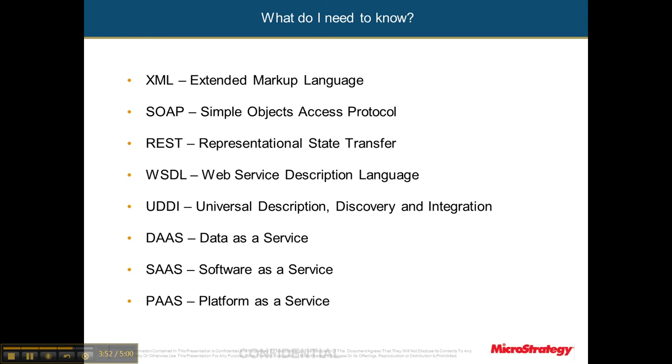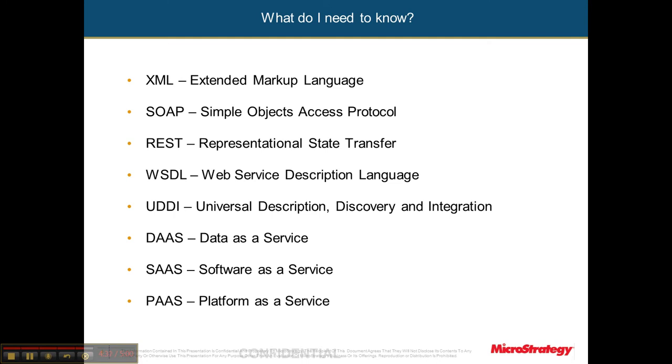Before going to find out how I'm going to access the web service data, let's take a brief introduction about the list of things that I need to know before I step into web services. XML, you all know, extended markup language, which is the basic means of communication that needs to be done for web services. All the data will be passed through XML. SOAP is a simple object access protocol, and REST is a representational state transfer. These two methods are used to access data through web services.